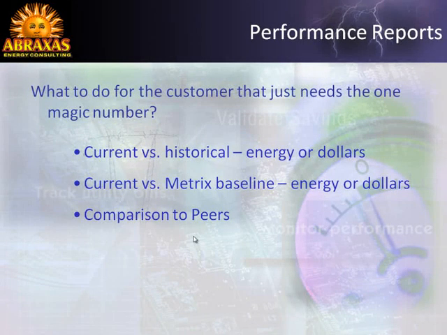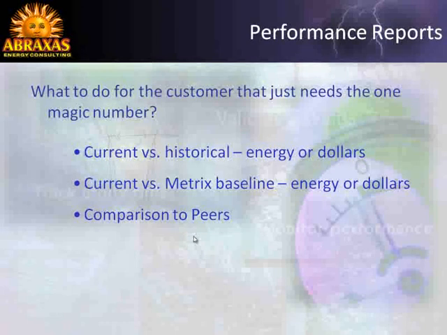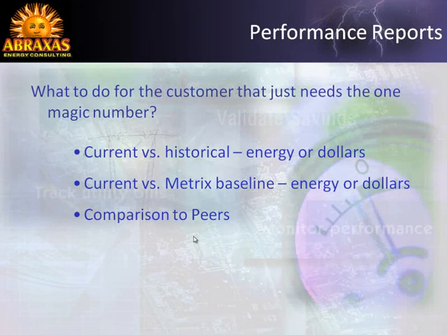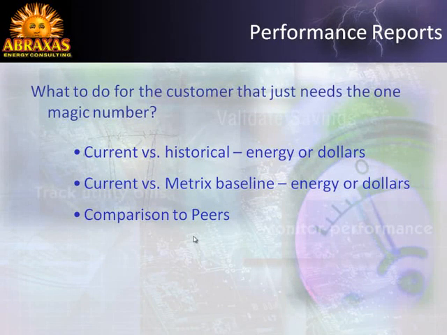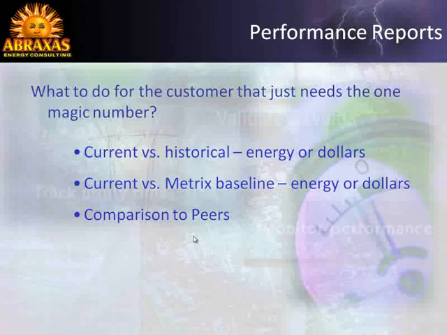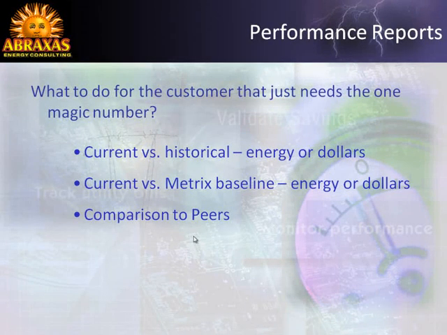One of them is just current versus historical, and they're looking to see the difference between the year that you're in and the previous year. There's also the current versus the metrics baseline, so that's going to actually show you your savings, how much energy you've saved or reduced your costs. Another type of report is a comparison to peers, so they want to know who the best performer is among many different buildings in a school district or different schools in a school district, and that'll help look for potential energy savings opportunities.